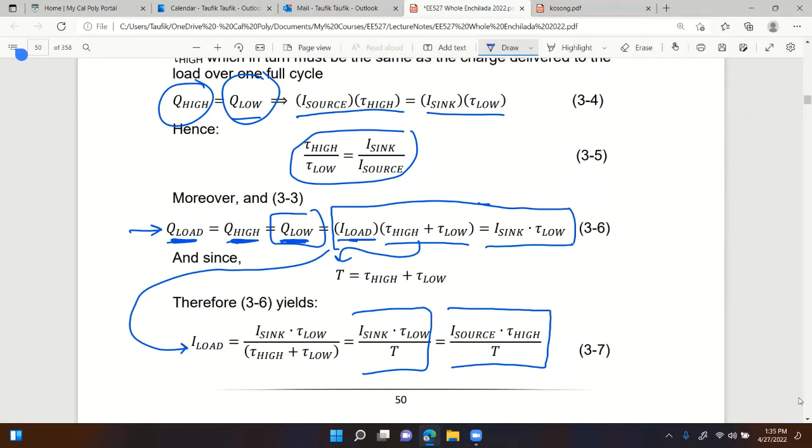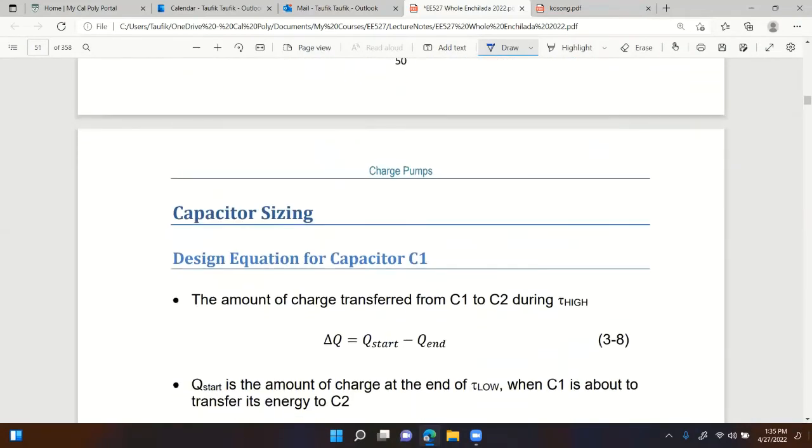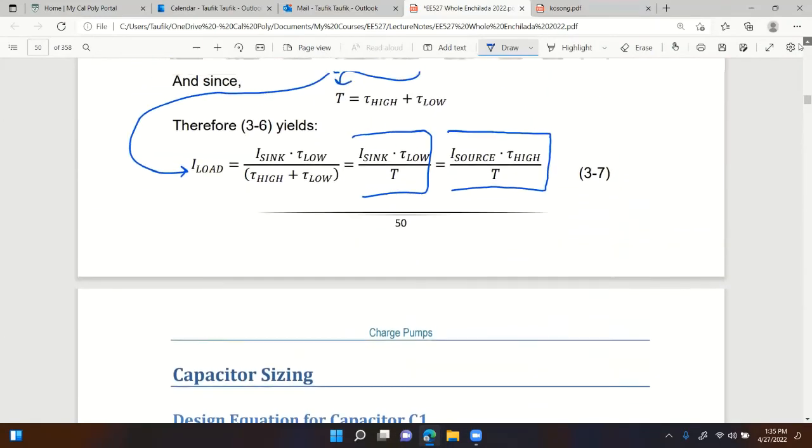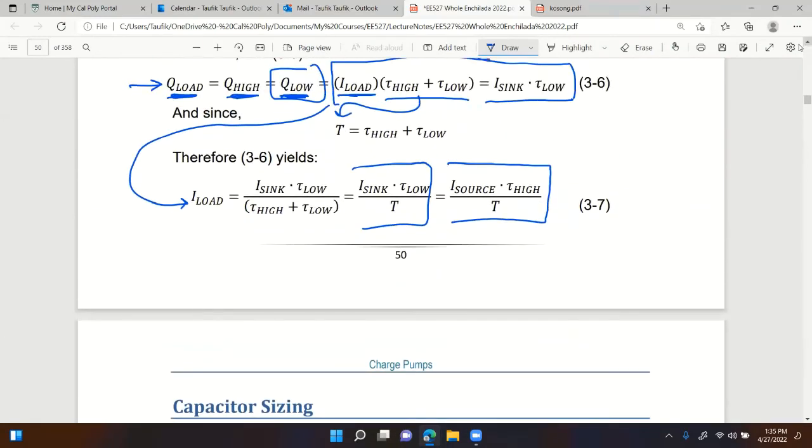So far so good. That's how you can find the load current in terms of I sink and I source. You can see there's duty cycle here, right? I don't know if you see it. Oh, yeah, there is a duty cycle right there. Okay.